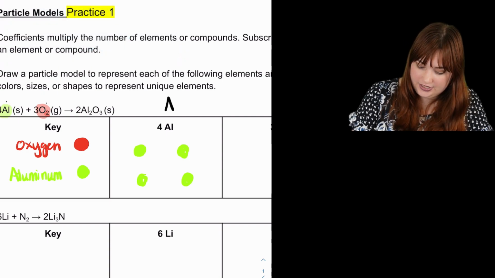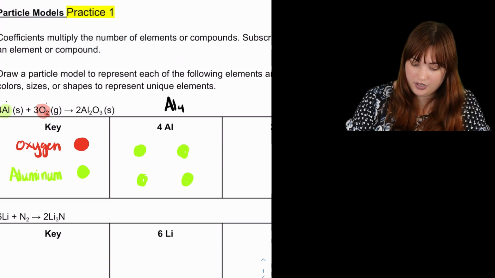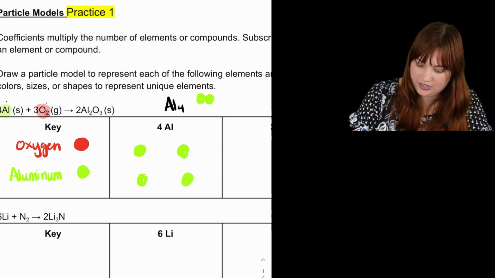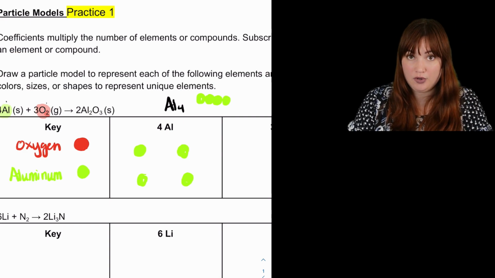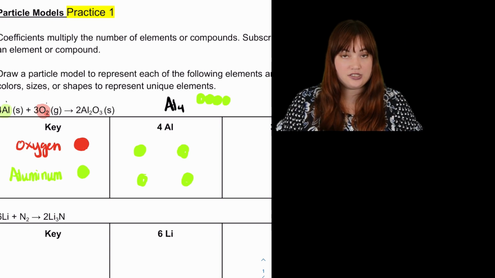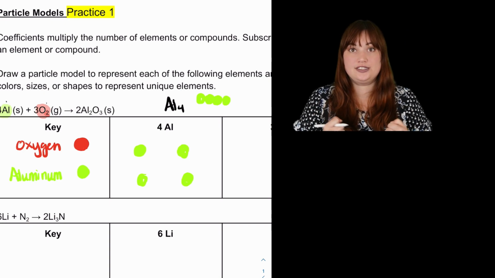If this instead said Al with a subscript of 4, that would look different. That would look like 4 aluminums stuck together. So that's just something to keep in mind. A coefficient means 4 of this singular thing. A subscript means we're chemically bonded together.